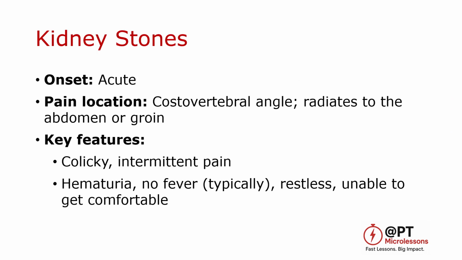Building on that, let's move on to another acute kidney condition, kidney stones. These present with an acute onset. Pain is usually at the costovertebral angle and often radiates to the abdomen or groin. The pain is colicky and intermittent, and patients are often restless and unable to get comfortable. Key features include hematuria, and importantly, unlike pyelonephritis, fever is typically absent in patients with kidney stones. This is also an urgent referral. The triad is flank pain, radiation to the groin, and hematuria.